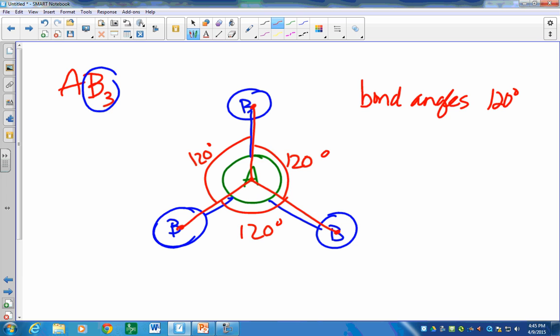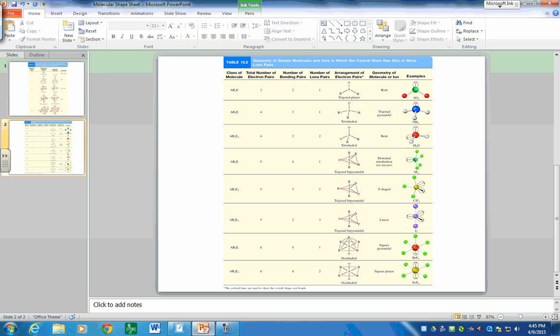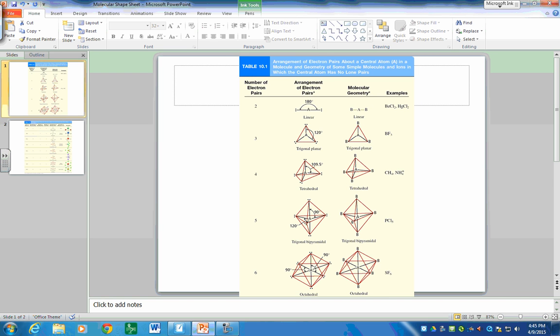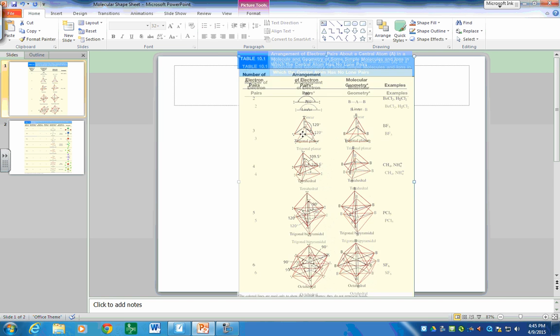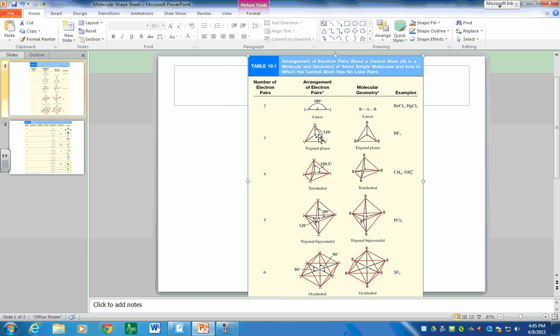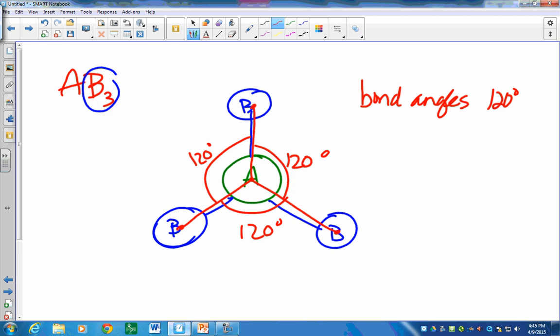And again, I'm going to keep going back and forth. It's going to annoy you, but because you weren't in class today, I want to be fair. Notice that the 120 degrees is on there for AB3. Now you can't see me point, but they are on those purple sheets that you get. So don't fret about this.